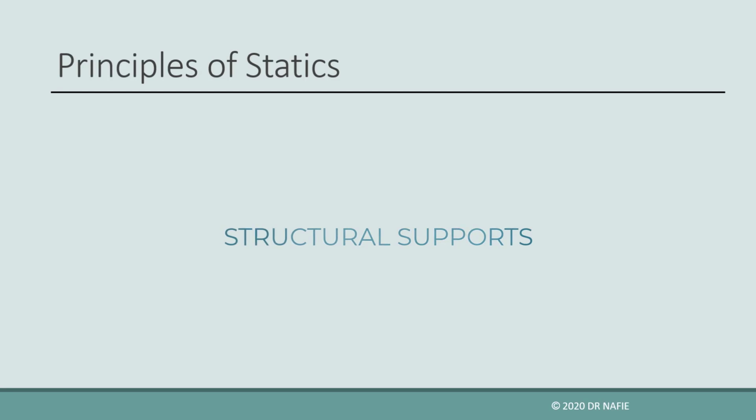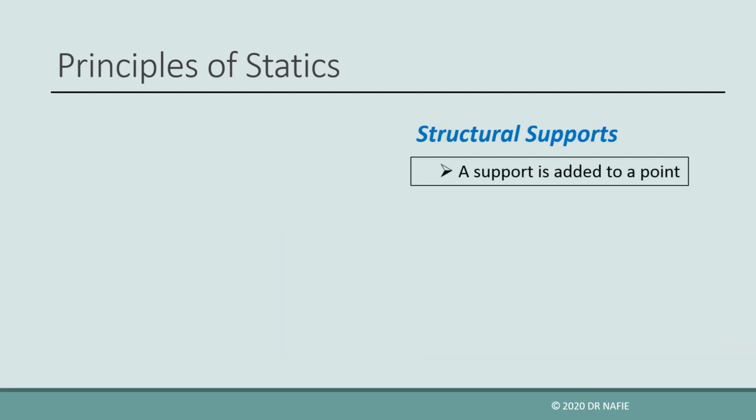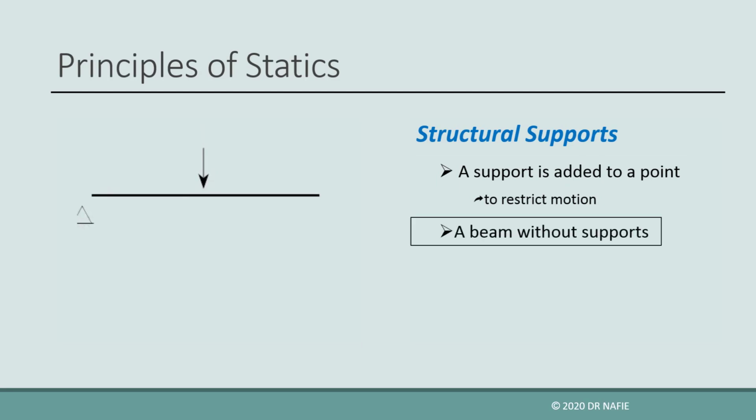What is a support? Why is it important? When a support is added to a point, it restricts the movement of that point in one or more directions. When a beam is left in the air, it falls freely under its weight. It's unstable.